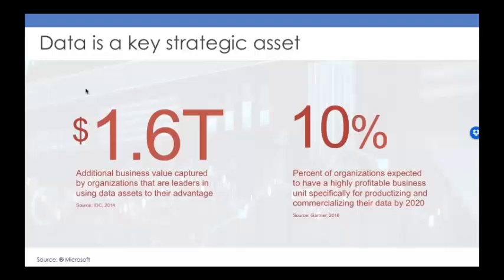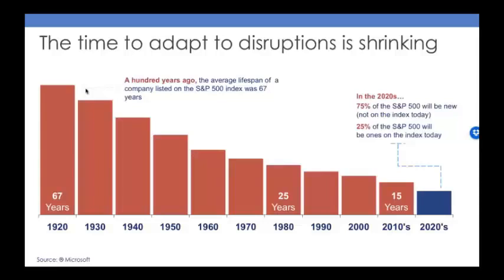And according to Gartner, by 2020, 10% of the companies are going to have a business unit that is going to be transacting data. Just think about that. 10% of the organizations are going to have a business unit that is going to be dealing with data. Okay, if I haven't created enough anxiety yet, I have another slide to try to do it.